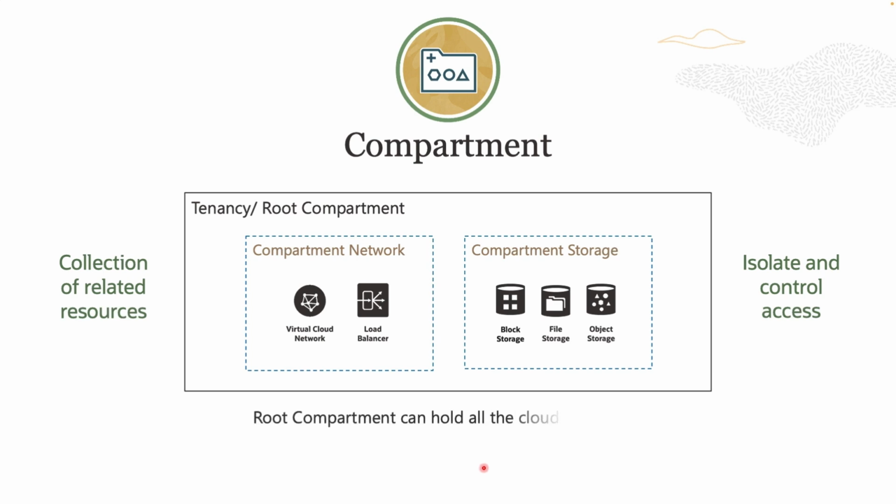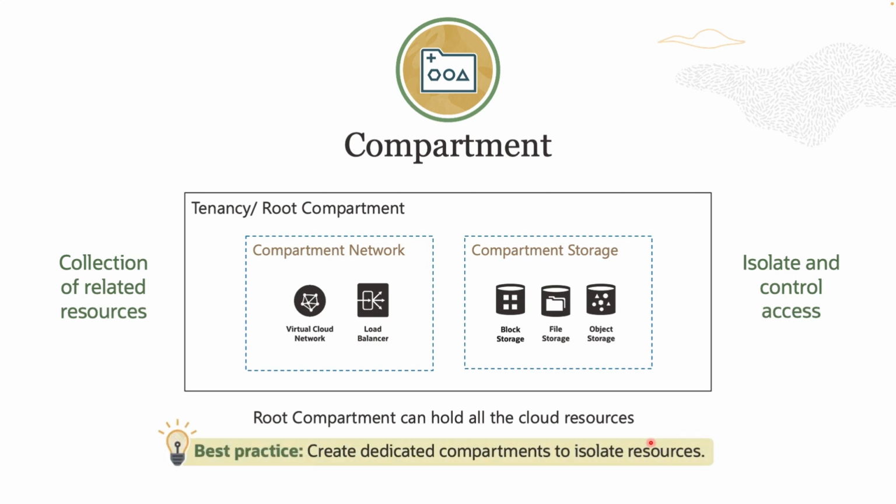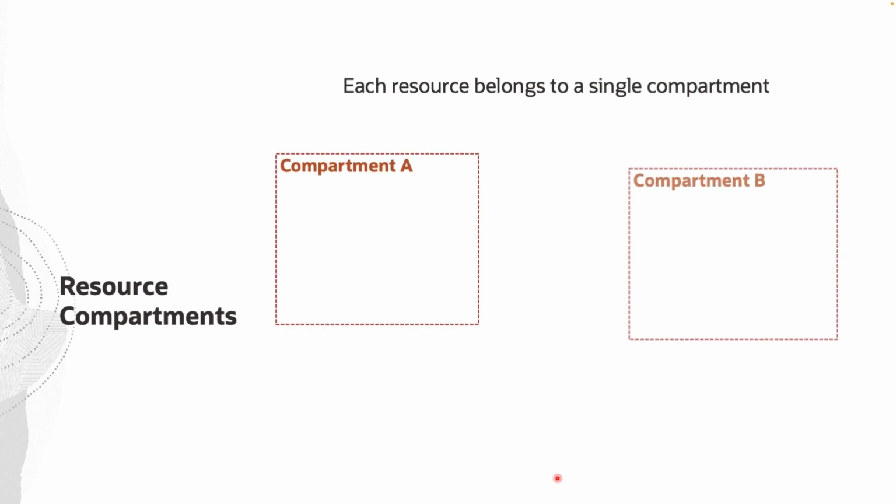Now suppose someone wants to keep all the resources in the root compartment without creating any subcompartment, they can do that. But it is a best practice to create dedicated compartments to isolate resources and properly manage them in your tenancy. Now going ahead, we will look at the features of the compartments so that we can utilize them in the most efficient way. The first one is related to the resource compartment, where each resource belongs to a single compartment.